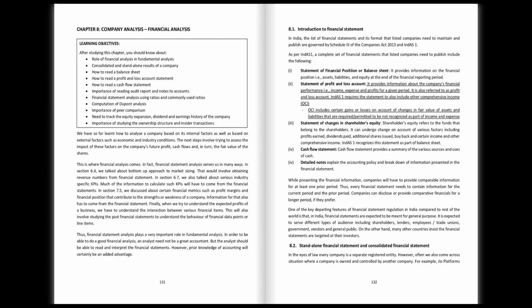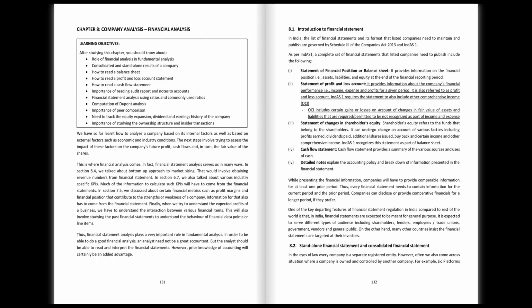5. Detailed notes explain the accounting policy and breakdown of information presented in the financial statement. While presenting the financial information, companies will have to provide comparable information for at least one prior period. Thus, every financial statement needs to contain information for the current period and the prior period. Companies can disclose or provide comparative financials for a longer period if they prefer.